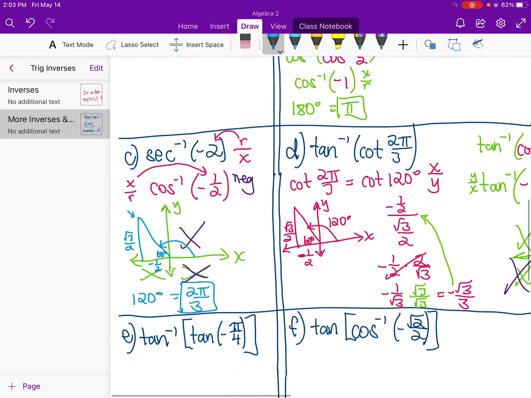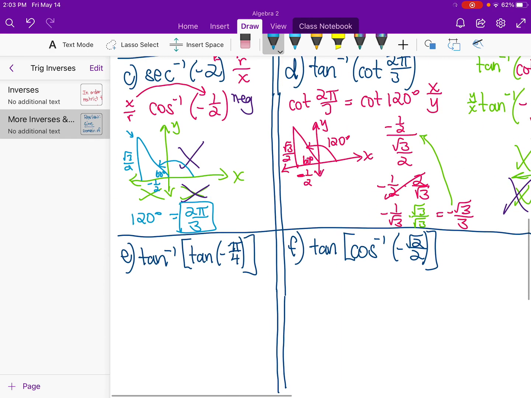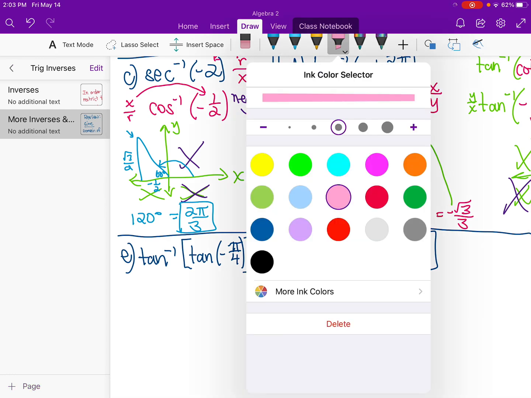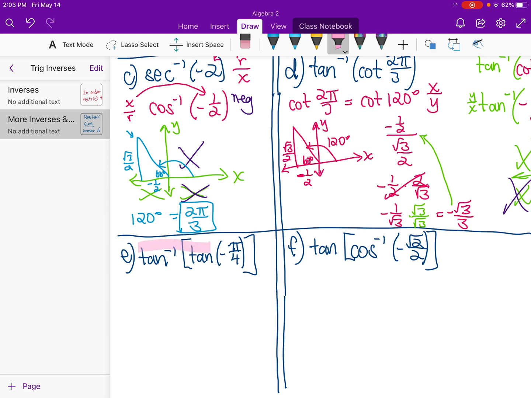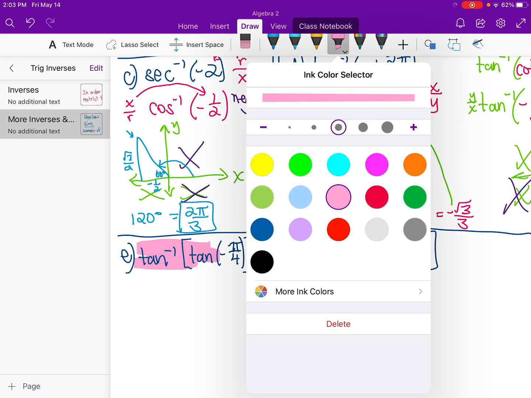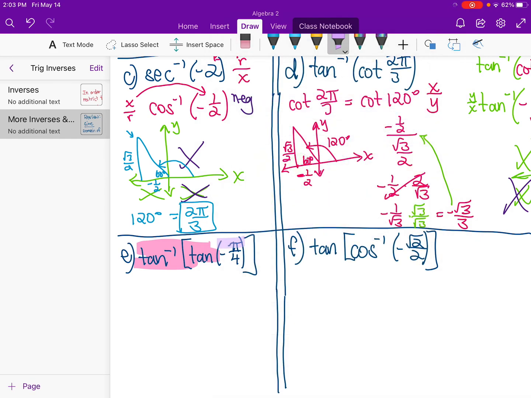All right. I think this is the last two. Yes. Okay. Now, notice, is that a color I haven't used? I think so. These guys match up. Those match up. So we can look here and be like, okay, is this in the domain of tangent? That negative pi over 4 is an input for tangent.